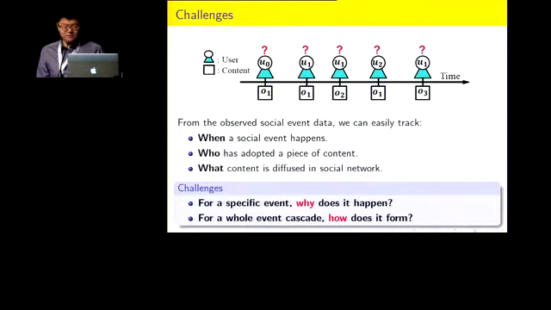First, for a specific event, why does it happen? The second is, for the whole event cascade, how does it form? Actually, answering these two questions, how and why, is very essential for understanding the nature of information diffusion in the social network, and is very meaningful in real applications.